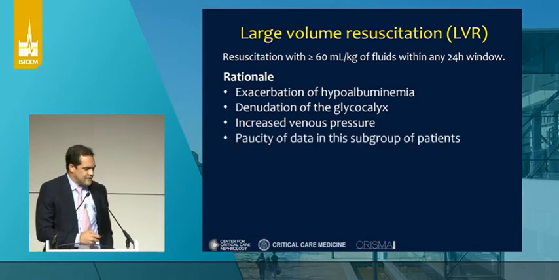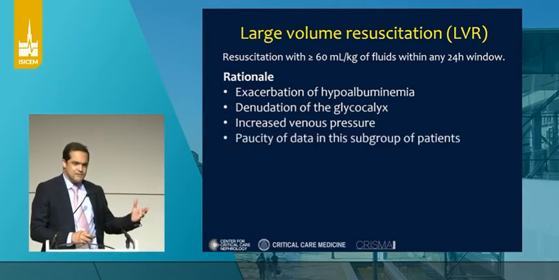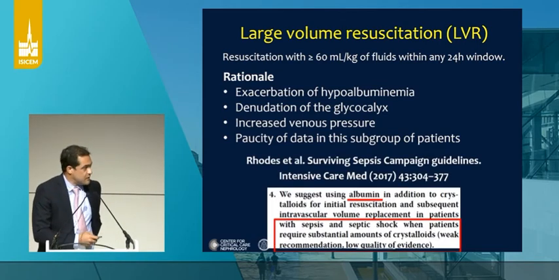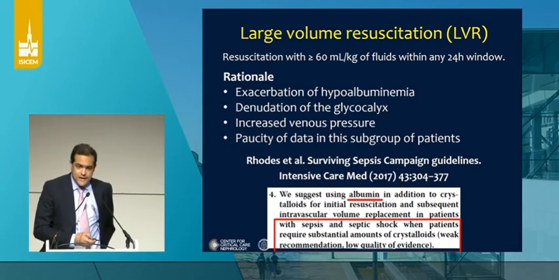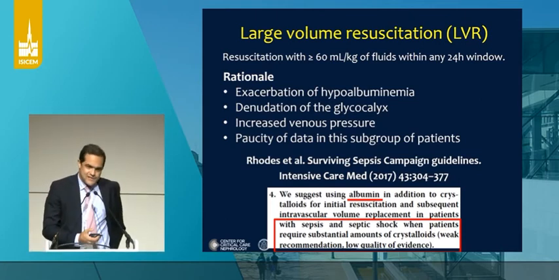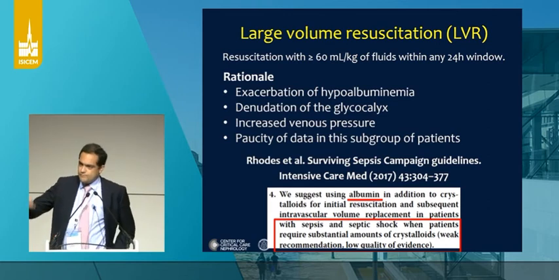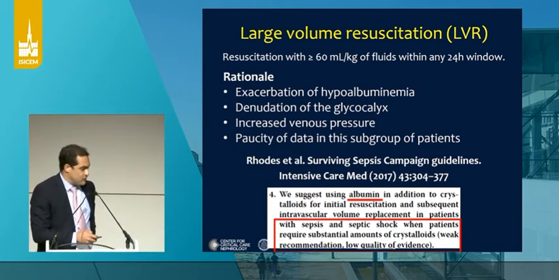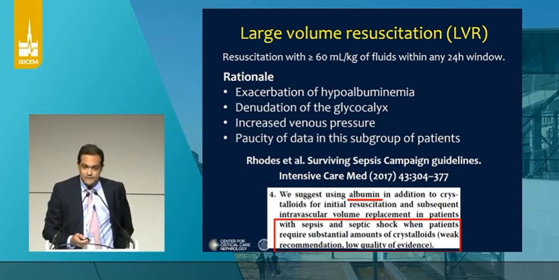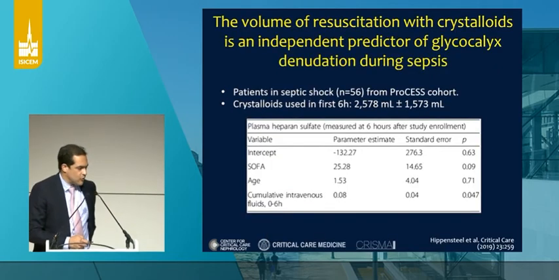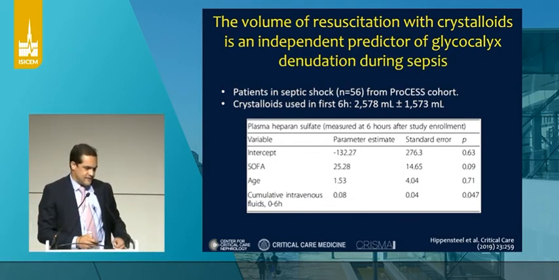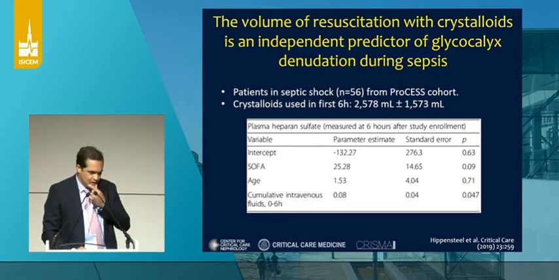The other thing is that there's a paucity of data in this specific population that receives massive amounts of volume. And of course, there's also this, which is the recommendation by the Surviving Sepsis Campaign, the last iteration, that suggests that in patients, when you're giving too much fluid, you should potentially consider albumin. However, as they will describe, the recommendation is weak, and perhaps we should look at that more closely. So let's look at the evidence that this perhaps is real in terms of biological plausibility.